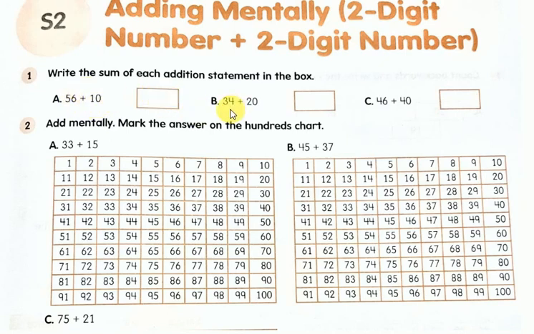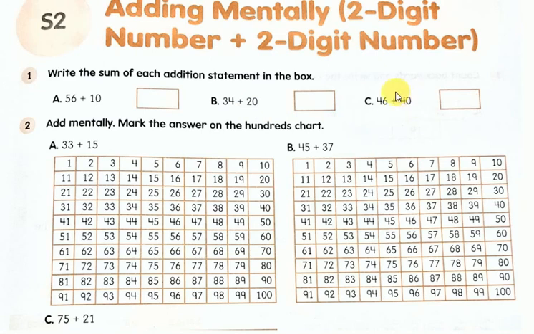Question number B. 34 plus 20. See, 20 is again ending with a 0. So 20 has 2 tens. 34 plus 20. 44, 54. 54 is the answer. 2 times you have to add tens.